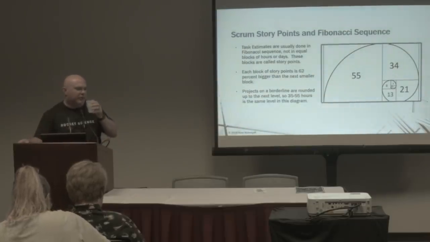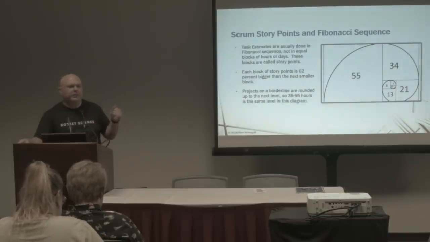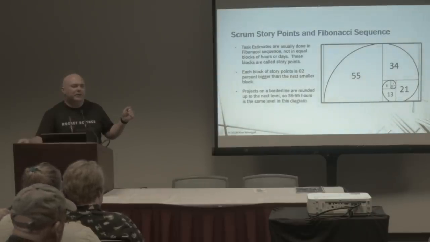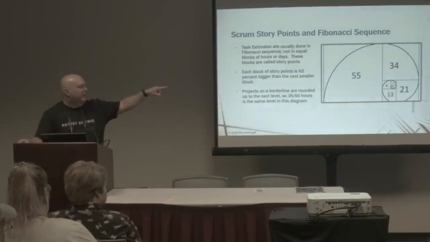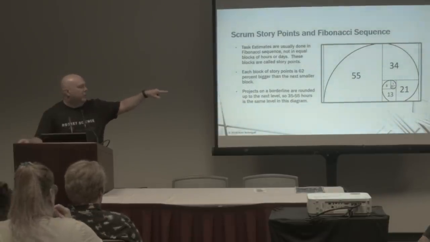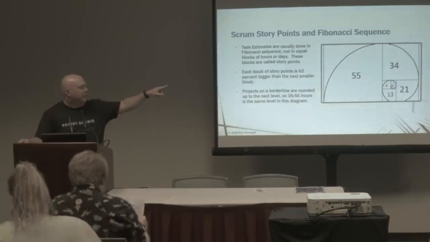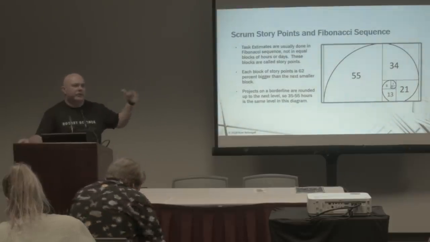Going back to that agile methodology thing, humans have a tendency to think in Fibonacci sequences when it comes to estimating time. A Fibonacci is, every number in this spiral is the sum of the two numbers before it. So 34 plus 21 is 55, 21 is 13 plus 8, and so forth. And this is a spiral that occurs in nature. It's the way we tend to think.